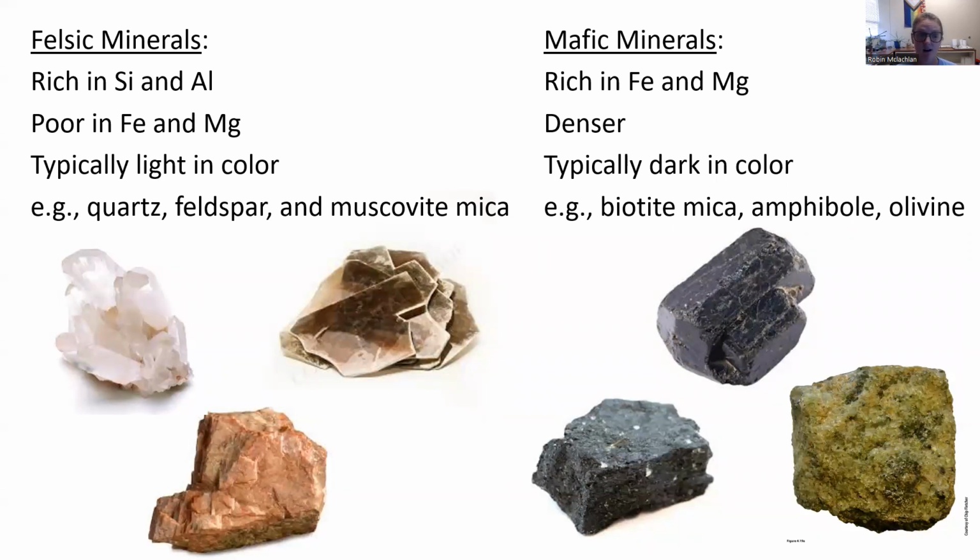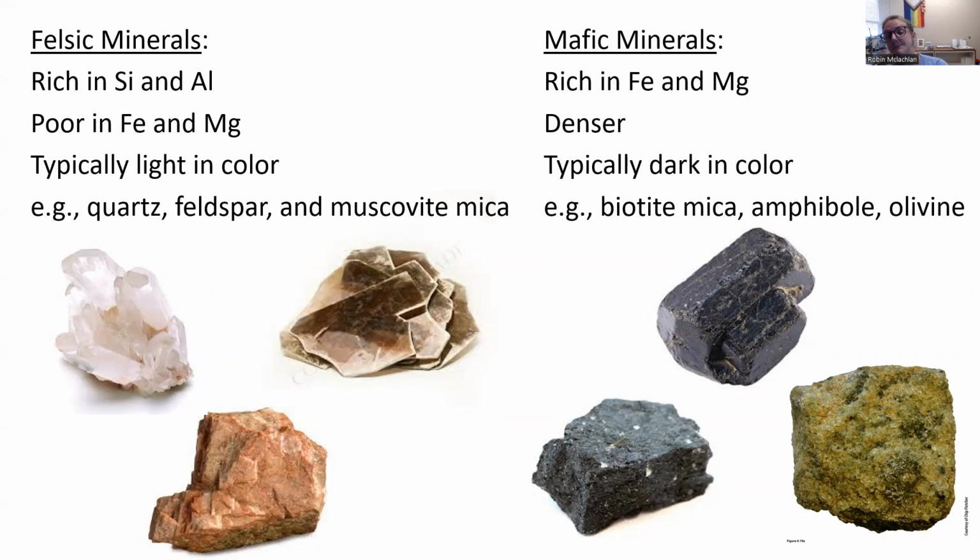And they're light in color because they have a lot of silica in them. And silica forms light in color, clear minerals. So felsic minerals are rich in silica and aluminum. They tend to be poor in iron and magnesium, and they're typically light in color. Felsic minerals include quartz, orthoclase feldspar, muscovite mica, things like that.